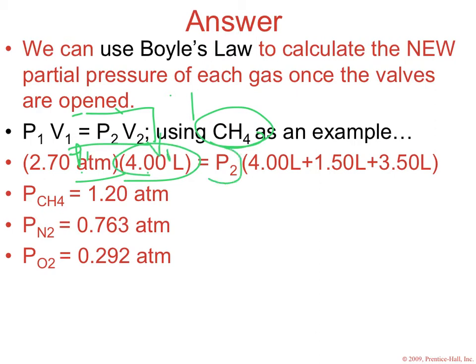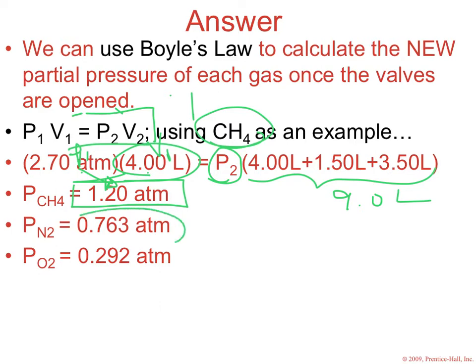We're trying to solve for the new pressure for CH4. And the new volume, once we open all those valves, is going to be 9 liters. When we then solve for P2, we find that the new pressure for CH4 is 1.2 atmospheres. And as a matter of fact, it's gone down, which is what you expect when you increase volume. When you do that same Boyle's law calculation for the other two gases, you can find the new pressure for all of them. The pressure for all of them has dropped.